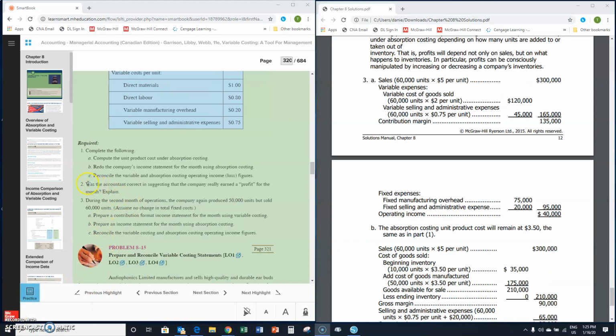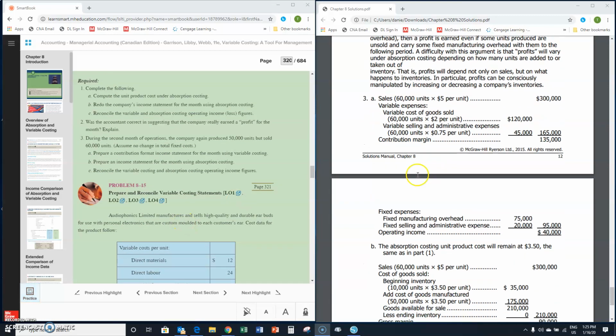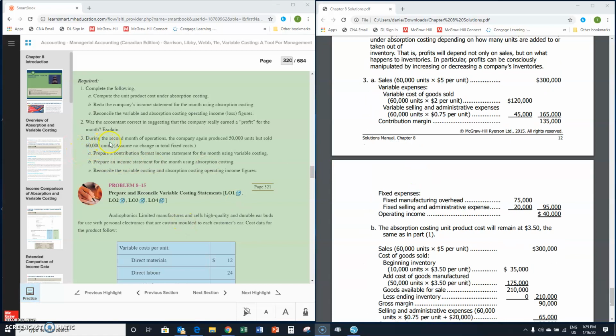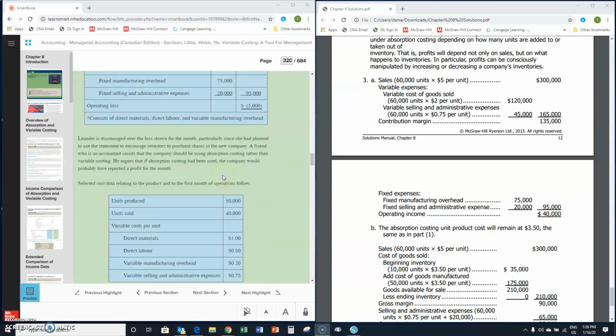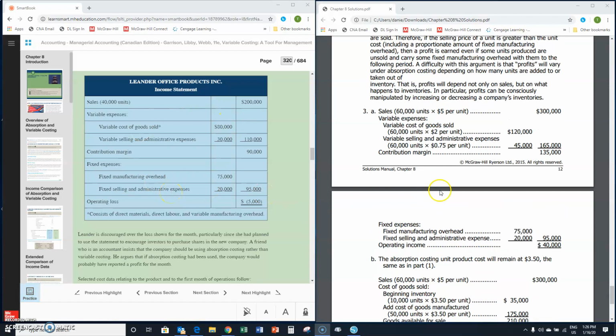Okay, we're going to skip number 2. You can read through that yourselves in the solution. And we're going to take a look at part 3. During the second month of operations, the company again produced 50,000 units, but this time it sold 60,000 units. And we are to assume there's no change in total fixed costs. So we are asked in part A to prepare a contribution format income statement for the month using variable costing. So we're to use the same format that was used when they did their own statements.